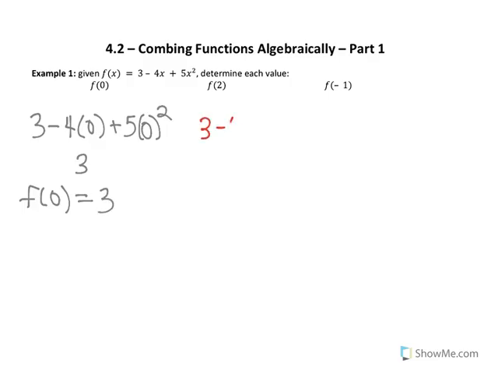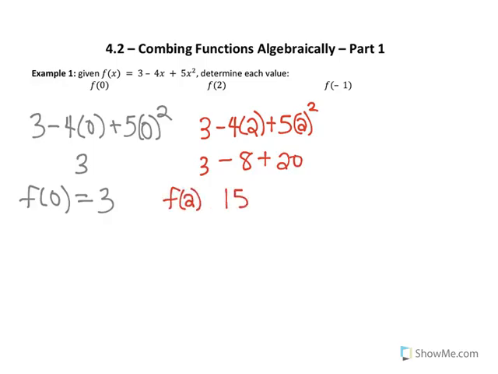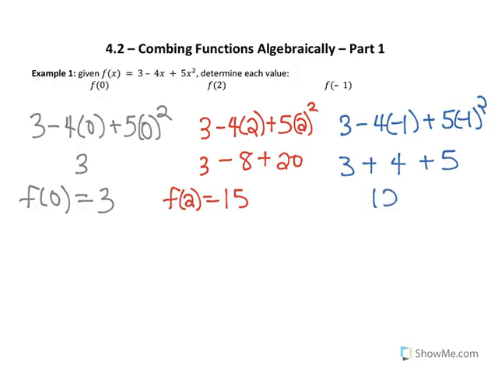Same thing with 2. So 3 minus 4 times 2 plus 5 times 2 squared. That would be 3 minus 8 plus 5 times 4, so 20. So 15. So f of 2 is 15. Now 3 minus 4 times negative 1 plus 5 times negative 1 squared would be 3 plus 4 plus 5, which would be 12. So that would be f of negative 1. Just remember that that's what it means to evaluate it.